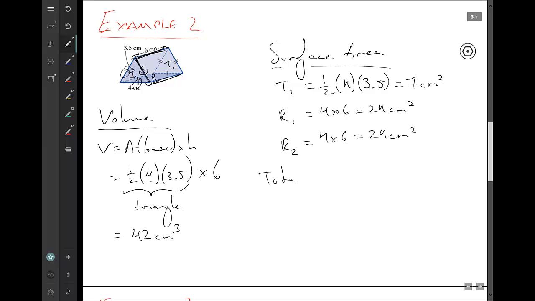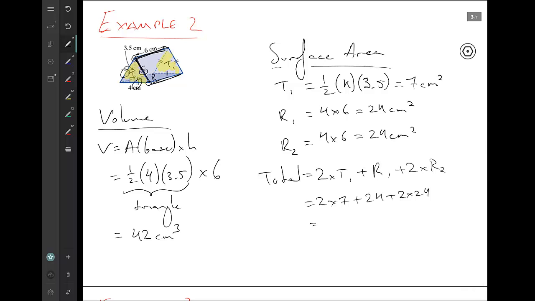And then the total, well, we get 2 times the triangular faces, right? So 2 of these, plus 1 of the bottom, R1, and plus 2 of the sloping faces, R2, so rectangle 2. And so all up, we get 2 times 7 plus 24 plus 2 times 24. And if you do all that, I believe you will get 86 centimeters squared. But again, do check that on your calculator.